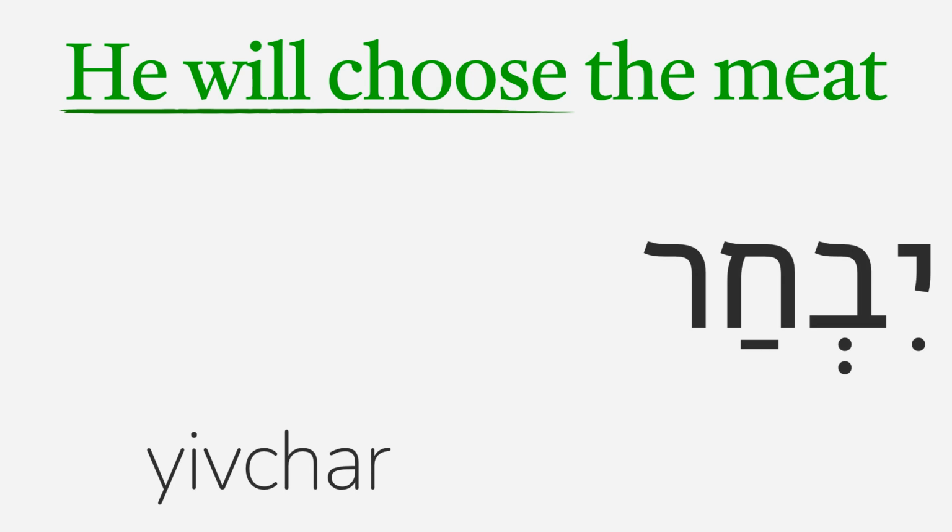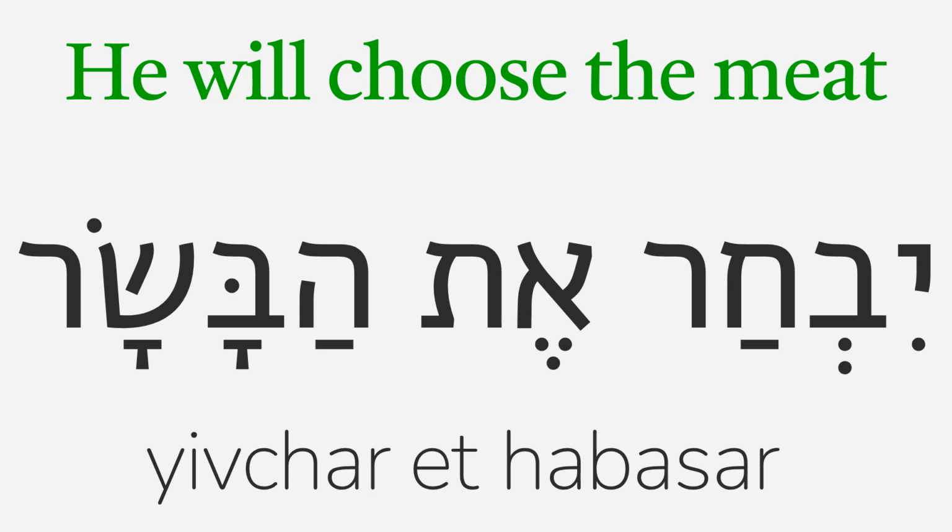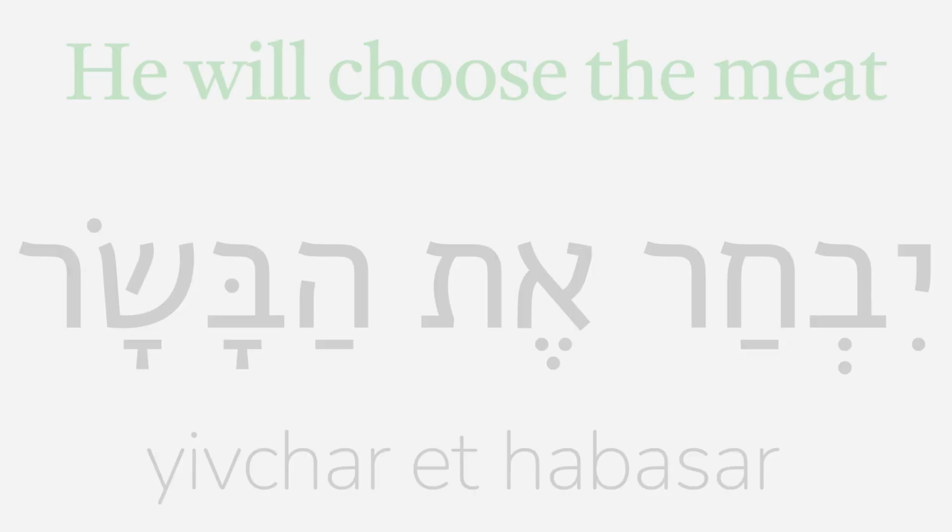Let's say he will choose the meat. He will choose will be yivchar with the yi prefix that shows that the subject is hu, he. The meat is habasar. Since habasar is the definite direct object of the verb yivchar, the preposition et must go before it. That all makes yivchar et habasar. He will choose the meat. Yivchar et habasar. Let's also say, my brother and I will read.